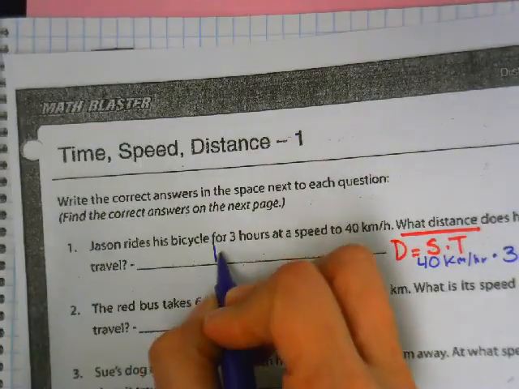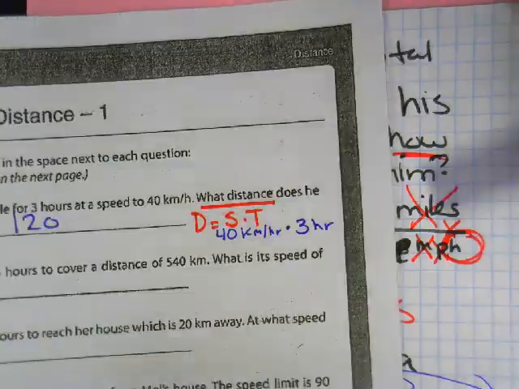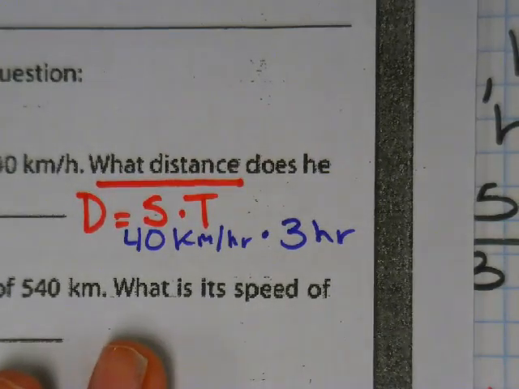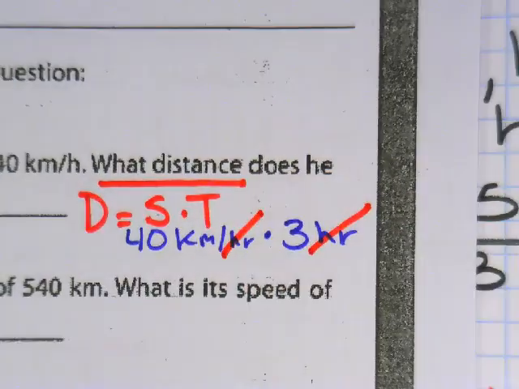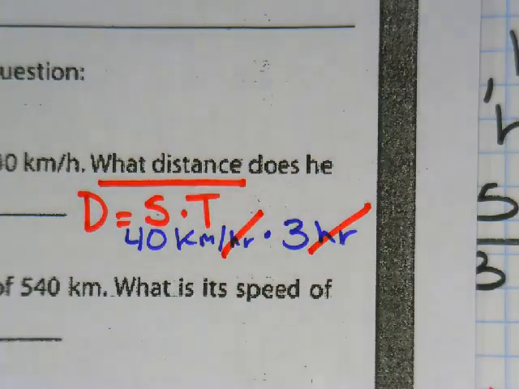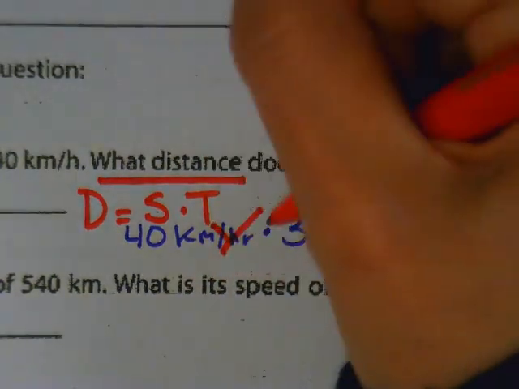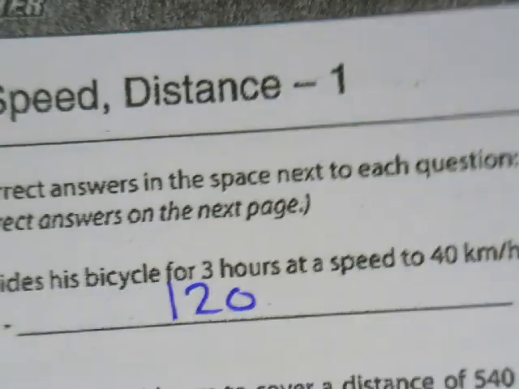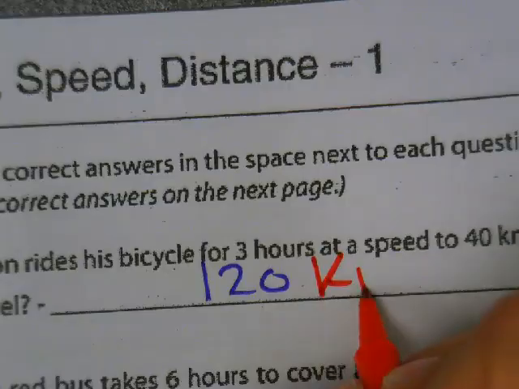So, 120, right? Now, let's look at our units. What words repeated? Hours. Cross them out. If they repeat, you cross them out. What am I left with? Kilometers. So 120 kilometers.